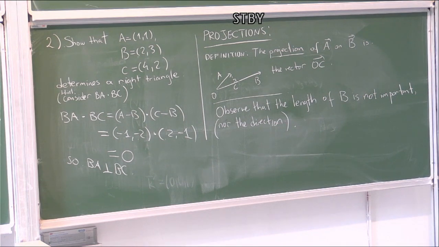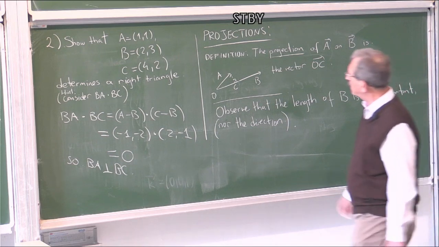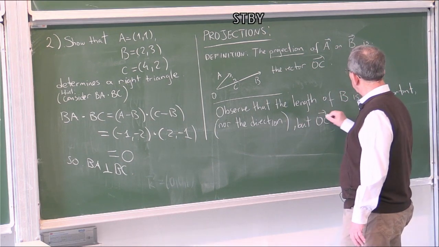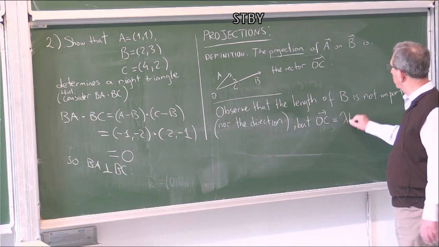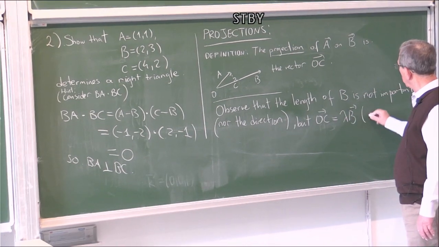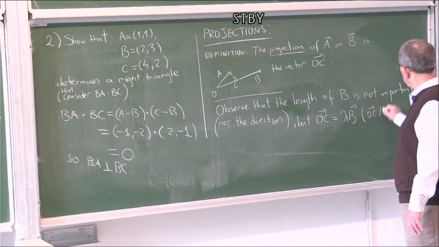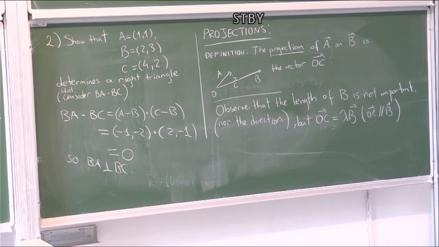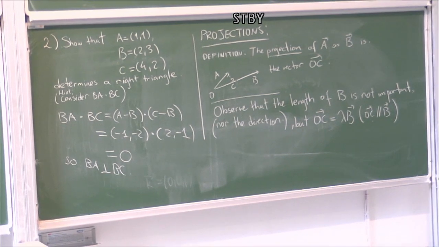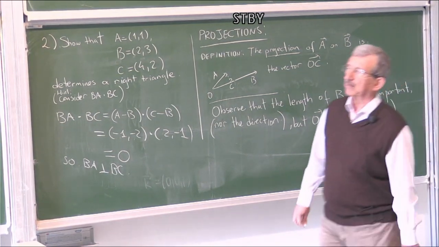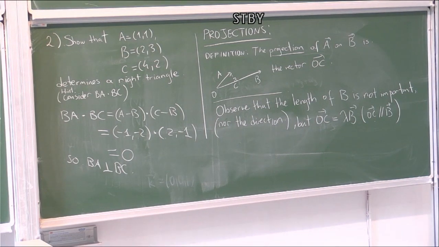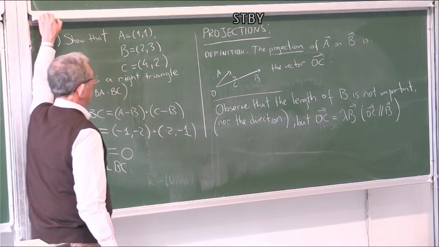But of course, OC is a multiple of B. This is important because you are looking for a component in the B direction or minus B direction. That's not the point.